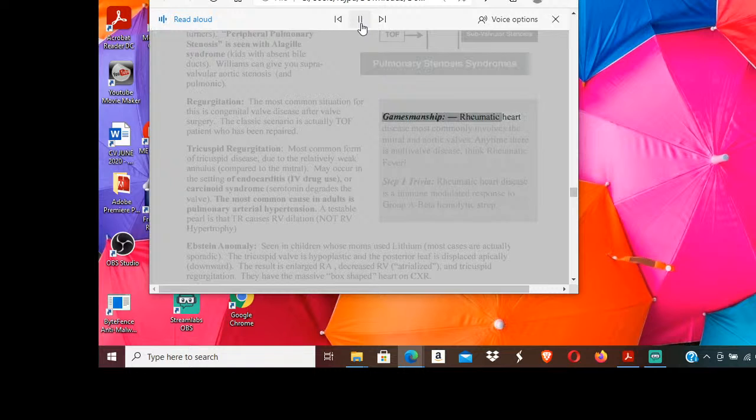Gamesmanship: rheumatic heart disease most commonly involves the mitral and aortic valves. Anytime there is multivalve disease, think rheumatic fever. Step 1 trivia: rheumatic heart disease is an immune-mediated response to group A beta hemolytic strep.